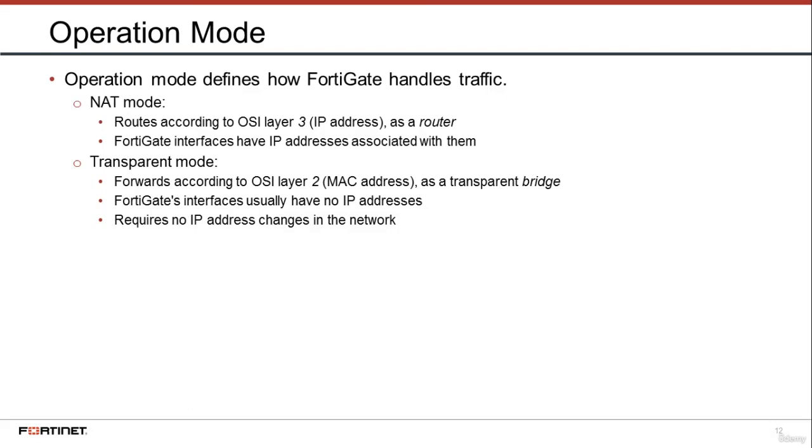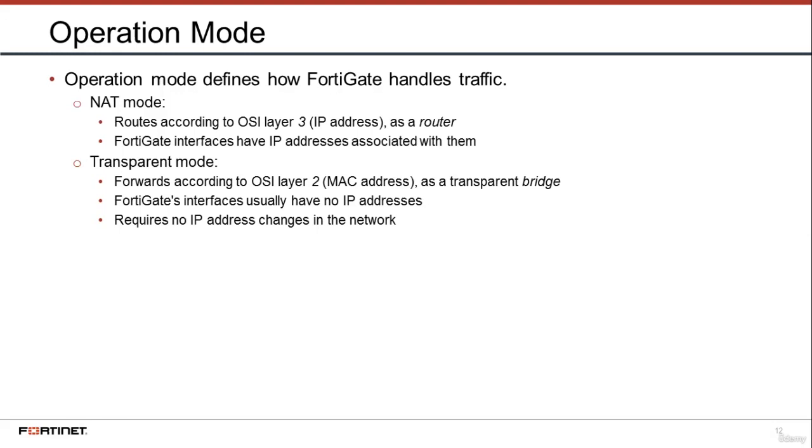FortiGate routes IP packets based on the IP header information, overwriting the source MAC address. So if a client sends a packet to a server connected to a different FortiGate interface, the packet will arrive at the server with a FortiGate MAC address instead of the client's MAC address. In transparent operation mode, FortiGate forwards frames without changing the MAC addresses. When the client receives a packet from the server connected to a different FortiGate interface, the frame contains the server's real MAC address. FortiGate doesn't rewrite the MAC header.